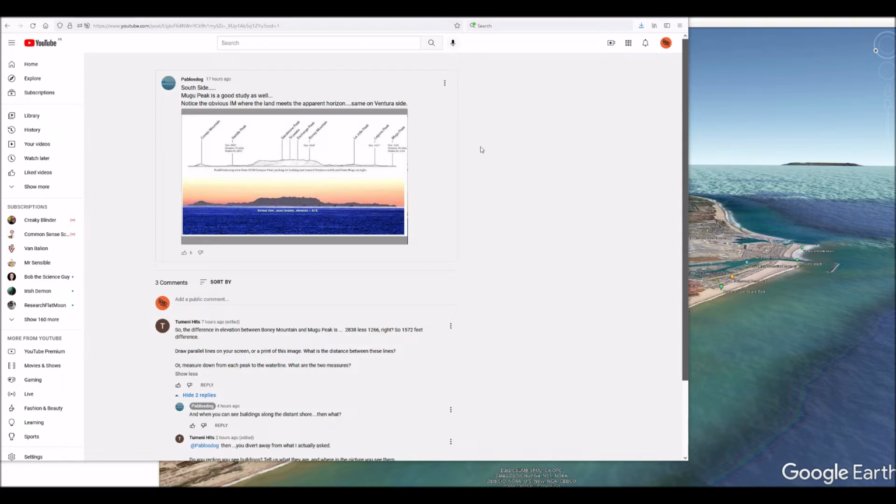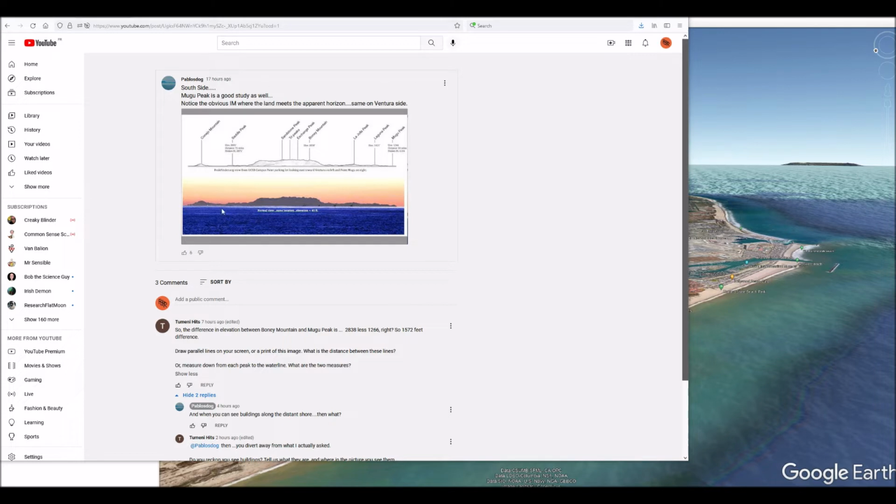Well, Pablosdog recently put up a post in his community section with a photograph of his and the peak finder. Too Many Hits left a comment. So the difference in elevation between Boney Mountain, this one up here, and Mugu Peak, this one over here, is 1,572 feet. Draw parallel lines on your screen or print this image. What is the distance between these lines? Measure down from each peak to the water line. What are the two measures?